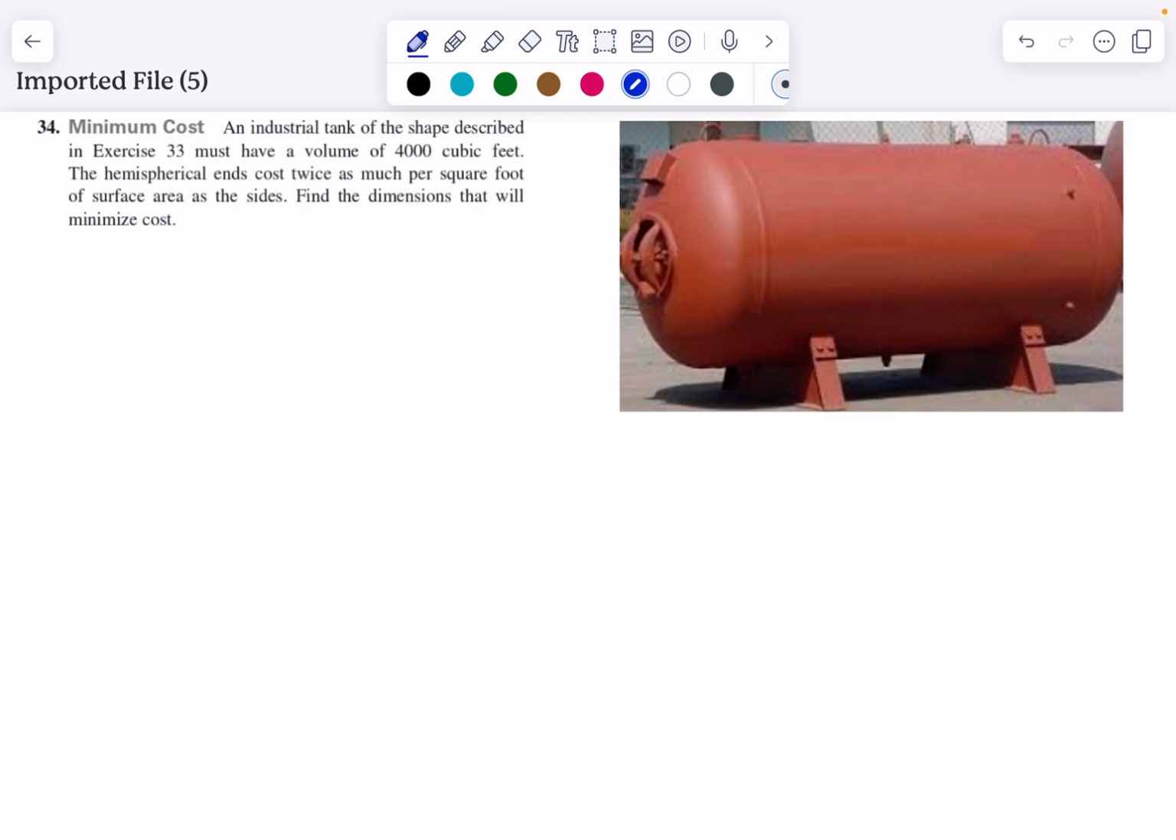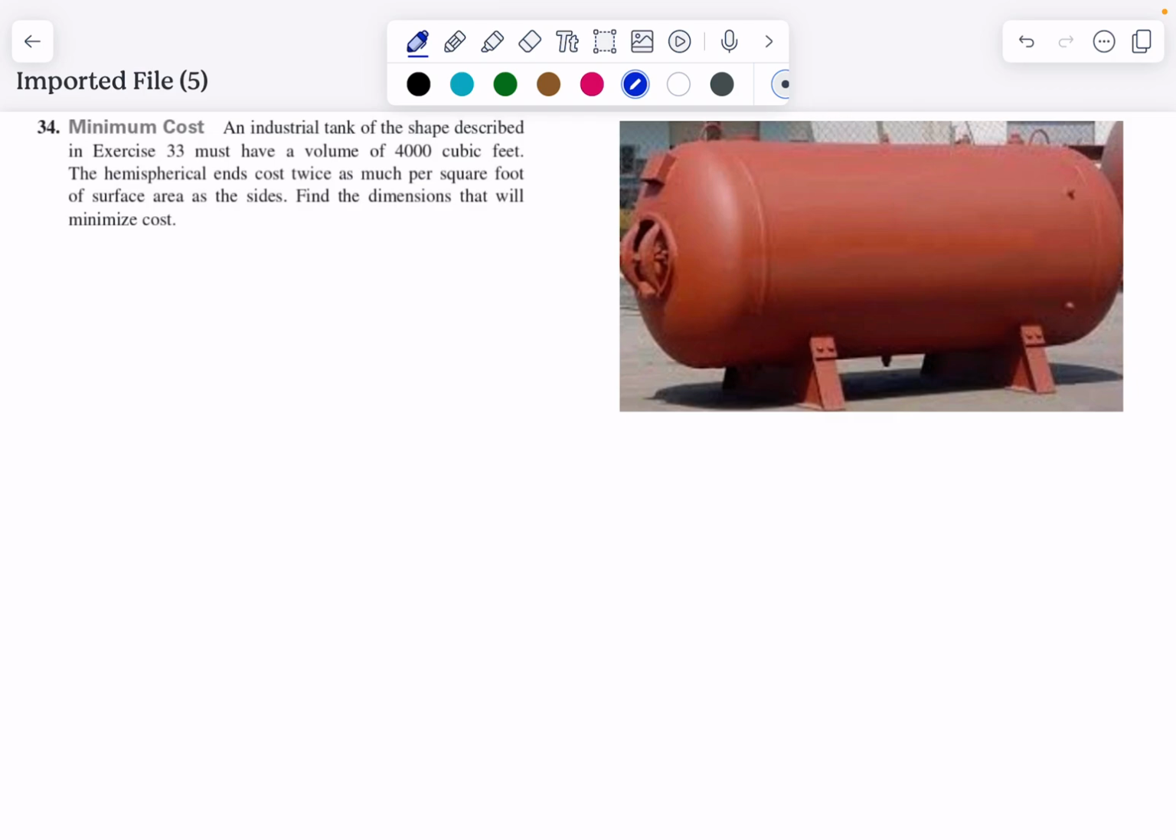So this image is not in your question in your textbook, but I just snagged it online so you had a visual for what an industrial tank that's cylindrical with hemispherical ends might look like. Okay, it's not perfectly hemispherical, but you get the idea.